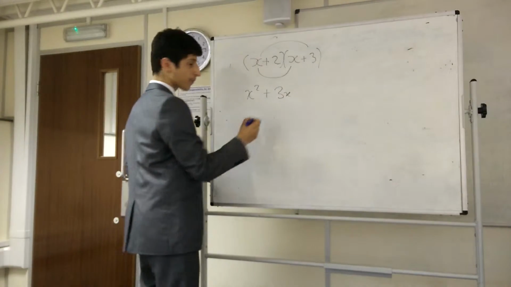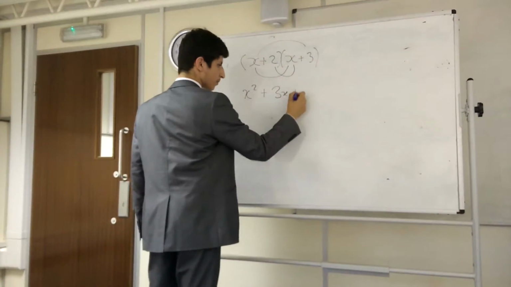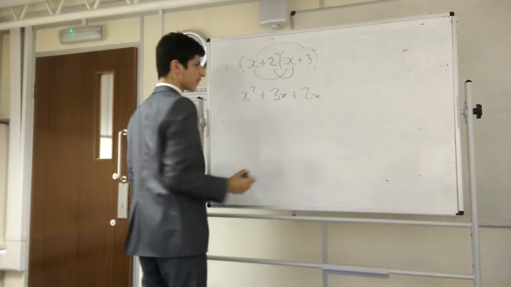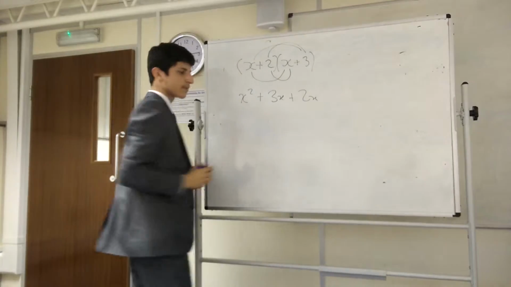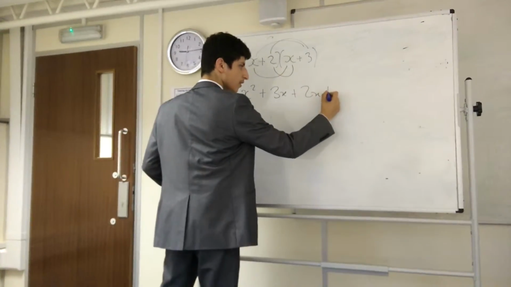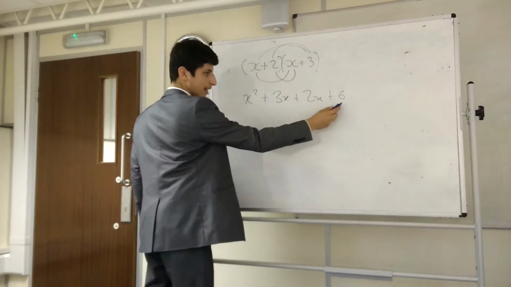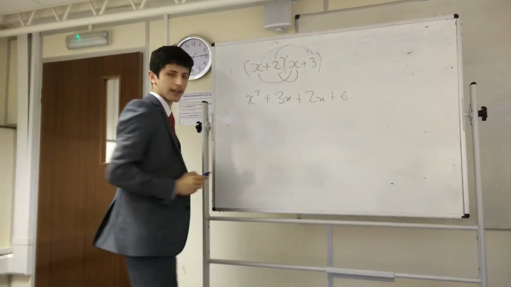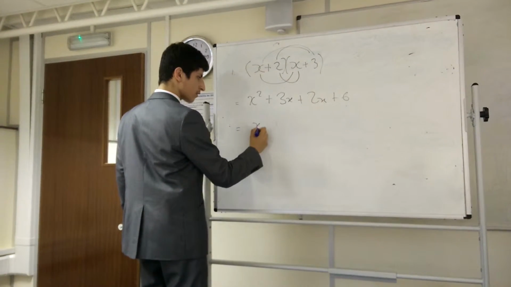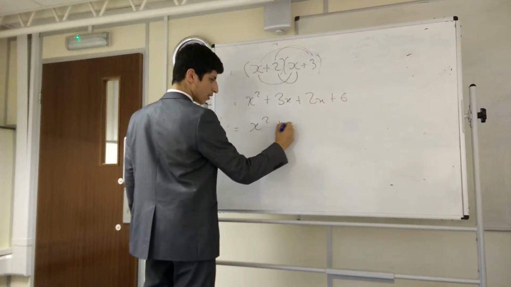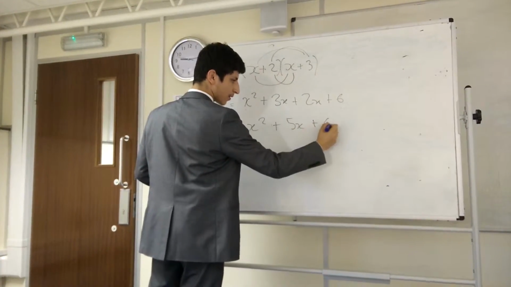Then you can see the pattern. Next thing we're going to do, we're going to expand the 2x. That's 2x. And the final thing we're going to do is multiply the 2 and 3. 2 times 3 is 6. You can't collect this term, you can't collect this term, but you can collect these. So in total, what you're going to get is x squared, combine these two, plus 5x, and take this one, plus 6.